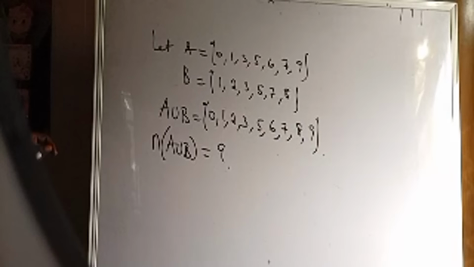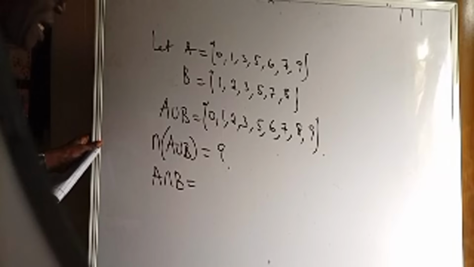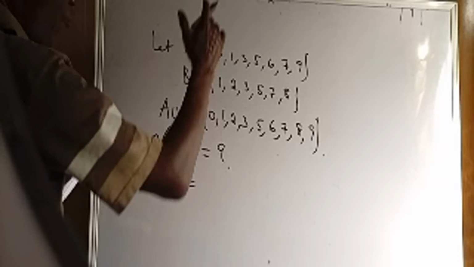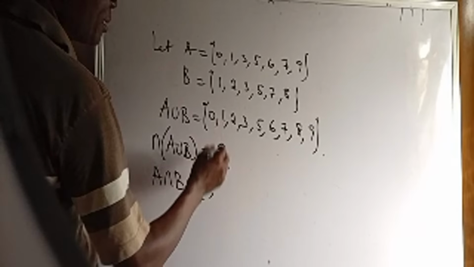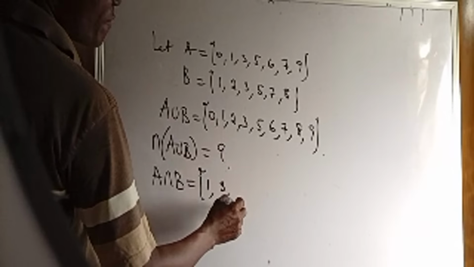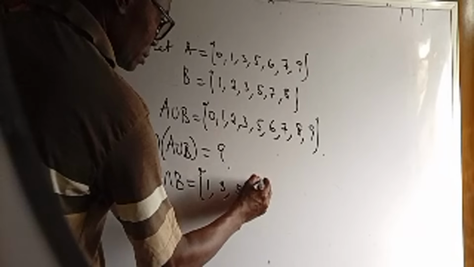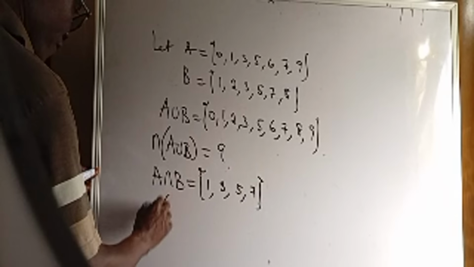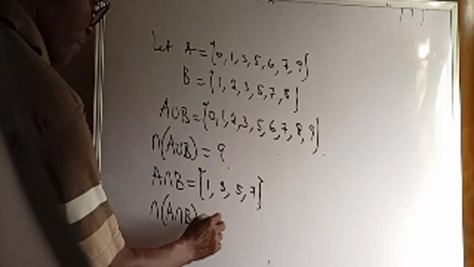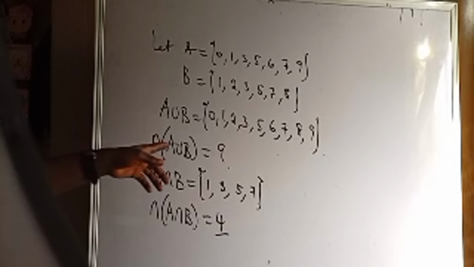Now for A intersection B. That is when you look for elements that are common to A and B. 1 is common there. 3 is common to them. 5 is common to them. 7 is common to them. So in this case, suppose you want to find the cardinality of A intersection B. How many? 1, 2, 3, 4. So you observe that naturally the cardinality of the union of sets is more than the cardinality of the intersection of sets.